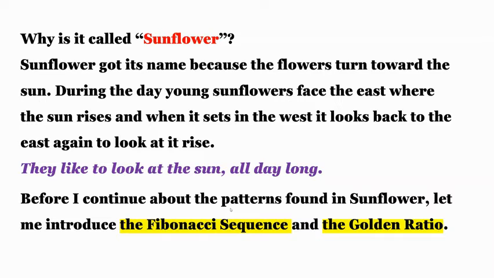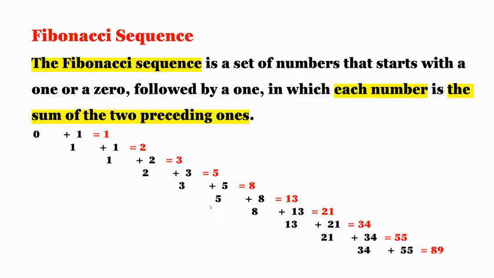Before I continue about the pattern found in nature, let me introduce the Fibonacci sequence and the golden ratio. Fibonacci sequence. The Fibonacci sequence is a set of numbers that starts with a 1 or a 0 followed by a 1, in which each number is the sum of the two preceding ones.